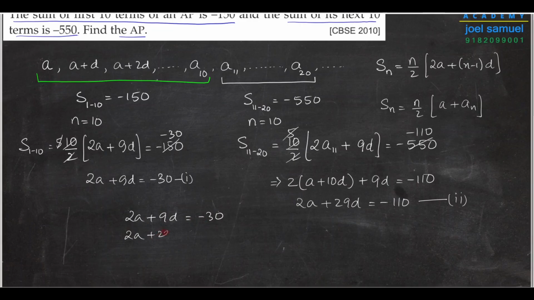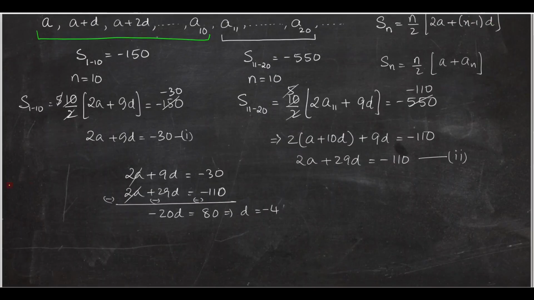2a plus 29d is equal to minus 110. Let's subtract the equations. These two terms get cancelled, and here we get minus 20d is equal to plus 80, which implies d is equal to minus 4. Now we can substitute d is equal to minus 4 in any of these equations.